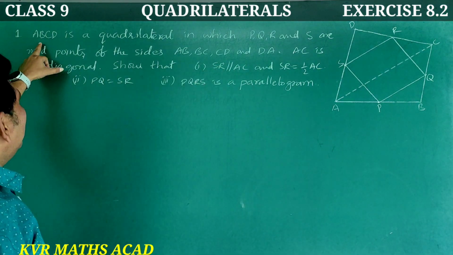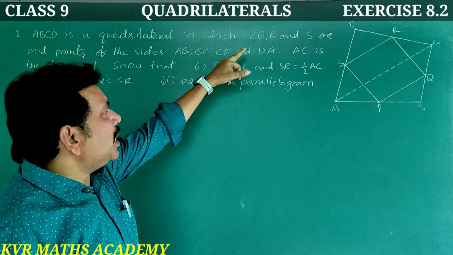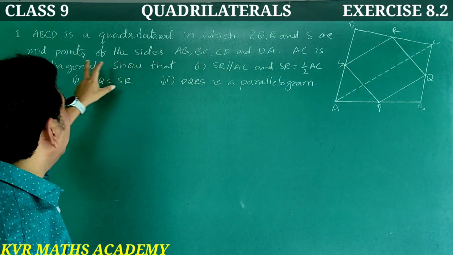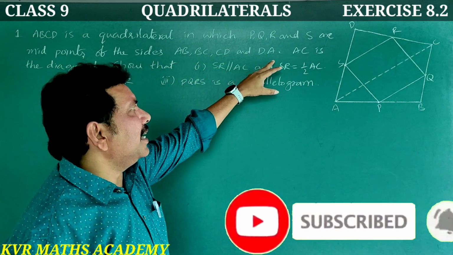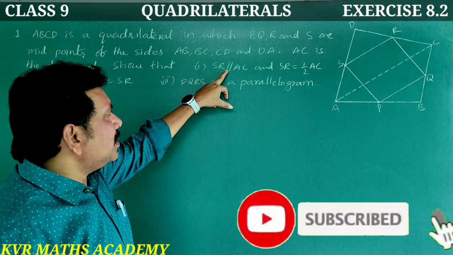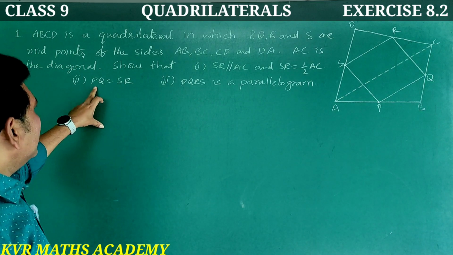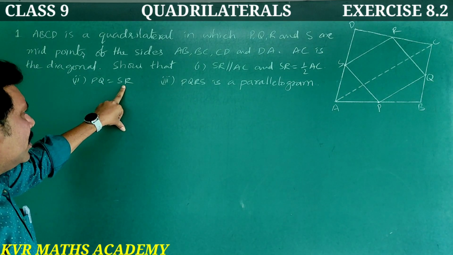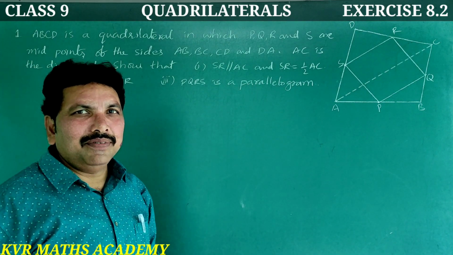See, this is the first question. ABCD is a quadrilateral in which P, Q, R and S are the midpoints of the sides AB, BC, CD and DA. AC is the diagonal. Show that SR is parallel to AC and SR is equal to half AC. Next, PQ is equal to SR. Finally, PQRS is a parallelogram.